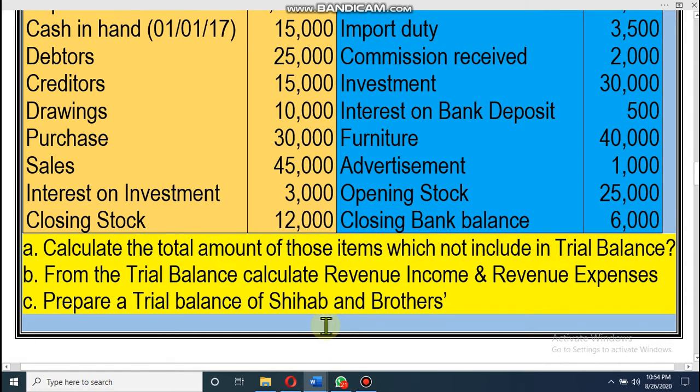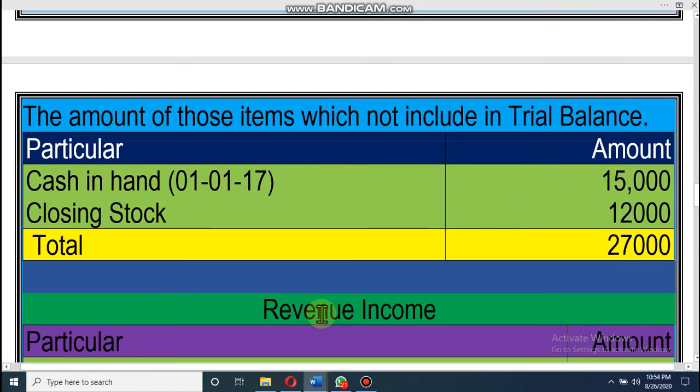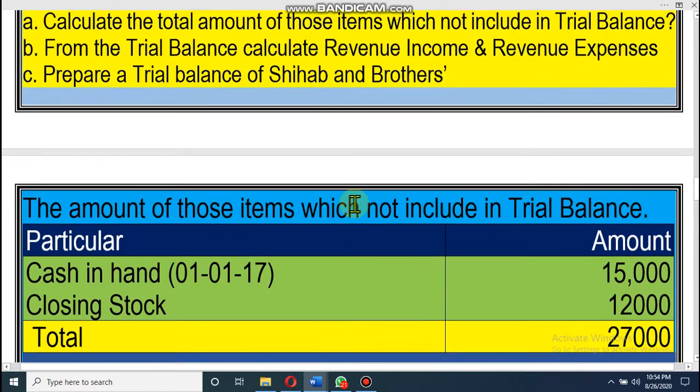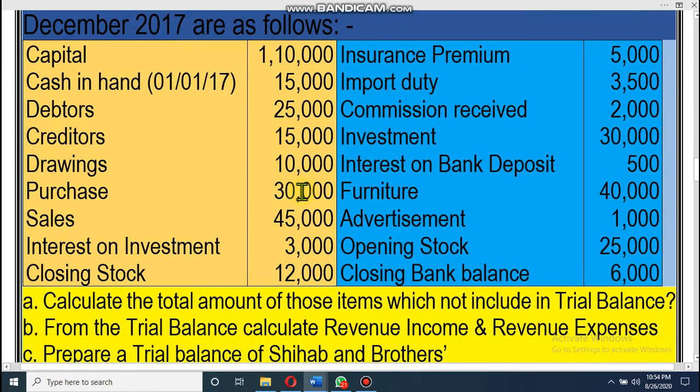Let's come to the solution. Dear student, at first the amount of those items which will not be in trial balance. Dear student, look at the format. There is no prescribed format in our accounting books, so you can do the format in your own way. But this is the best presentation. At first you will write the name of the items, that means particulars. Then you will write the amount, then total, that means what is the amount which will not be recorded in trial balance. Dear student, let's come to the question.